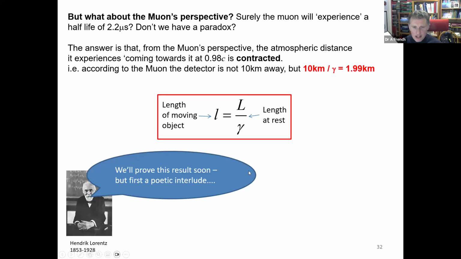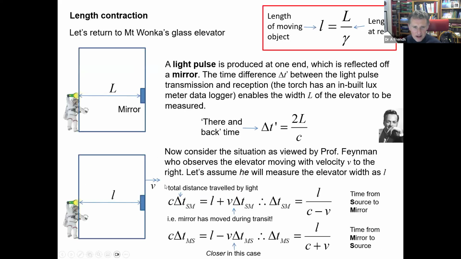So let's just have a little look at how we can prove this result. Length contraction: the length of the moving object is the length at rest, divided, just like time dilation, by the same gamma factor. I think we'll skip the poet interlude, but we'll have a little look. So here we go. This is Mr. Wonka's glass elevator. I don't know why it says Mount Wonka. I think I'm missing an R there.